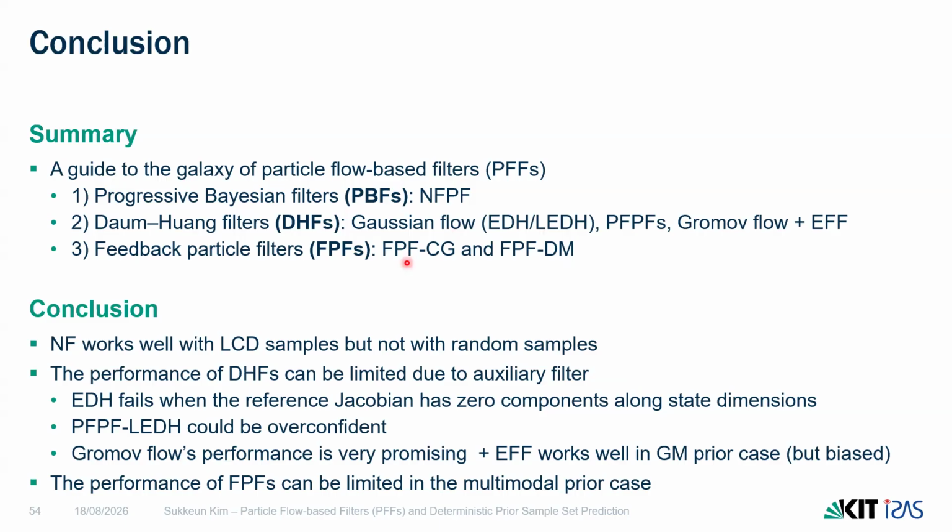And here are the conclusions of this part. Newton flow works well with the LCD samples, but not really well with the random samples. The performance of the DHFs can be limited due to the auxiliary filter that we used, in this case the EKF. And EDH fails when the reference Jacobian has zero components. In this case, in the x2 direction, the Jacobian has zero. Particle flow particle filters show quite overconfident results, which is not ideal. The Gromov filter is quite interesting and promising. The error flow filter also works quite well, but biased.